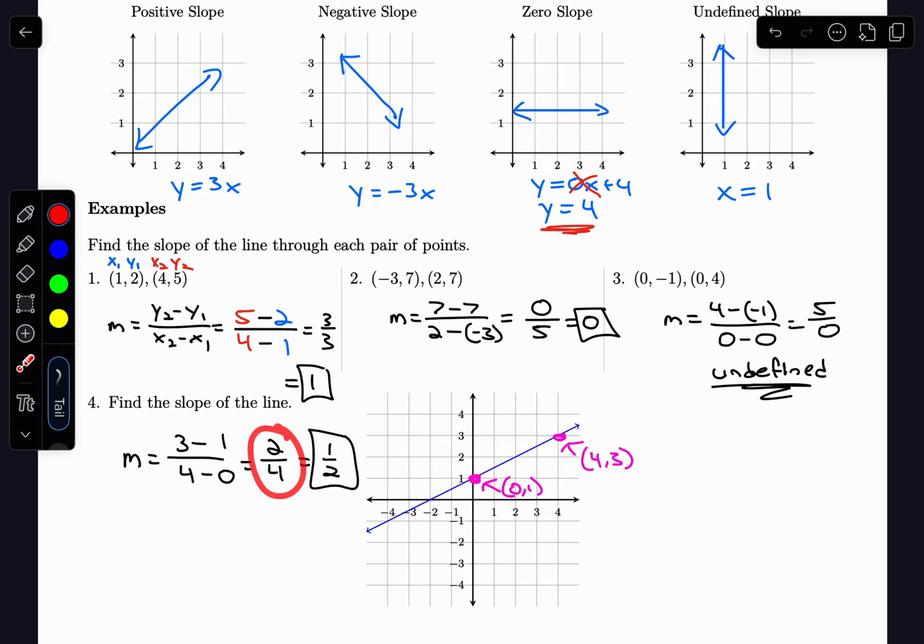Just like here, 2 over 4, up 2 right 4, is the same as up 1 right 2. You just have to do it twice in order to get to the unsimplified version. So 2 over 4 and 1 over 2 are the same slope. They're just equivalent fractions, different ways to represent that same slope.